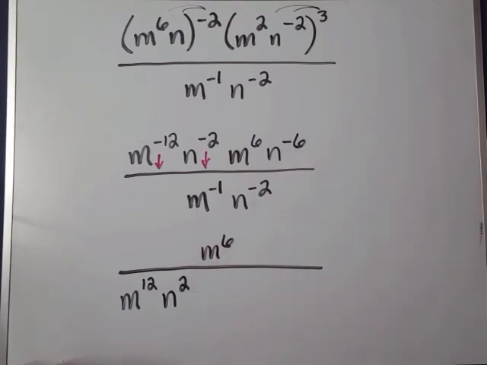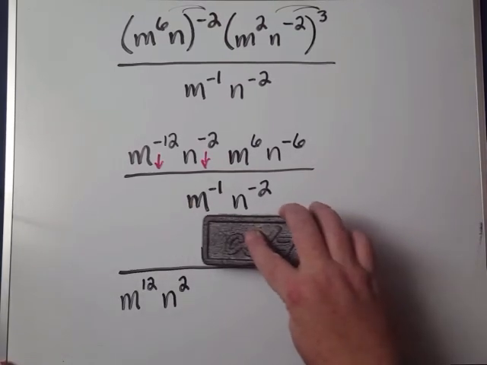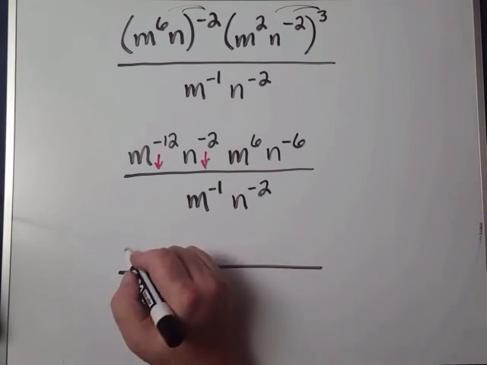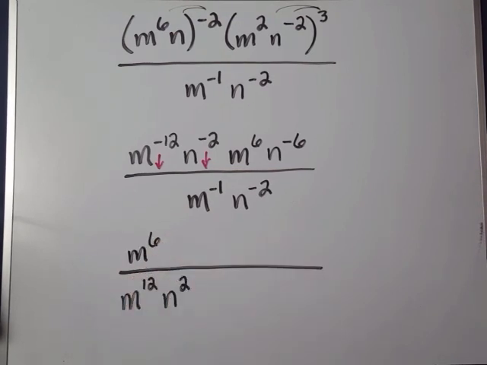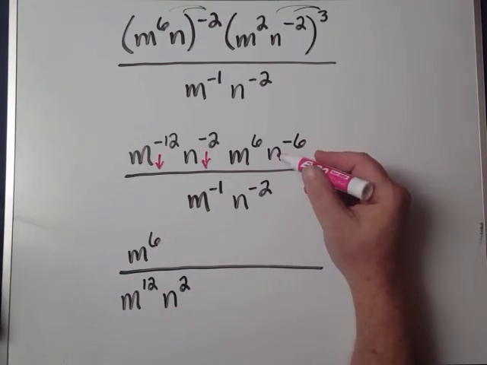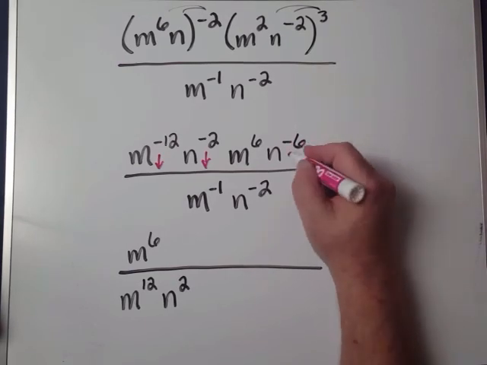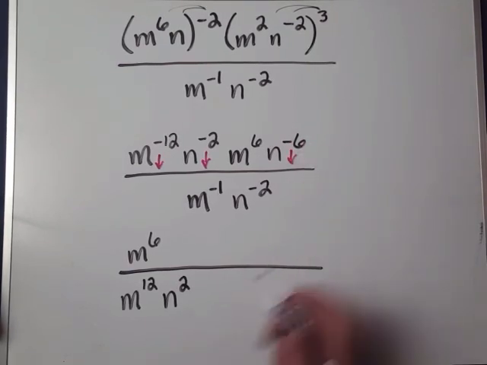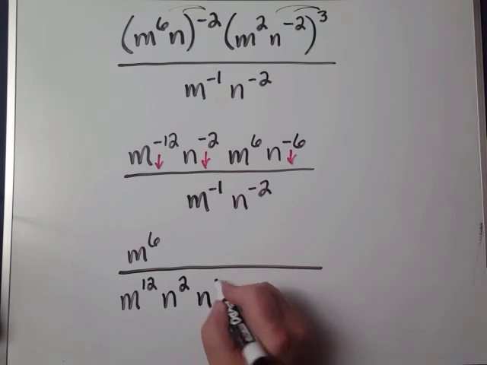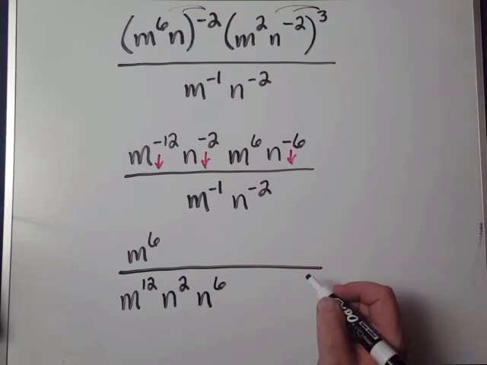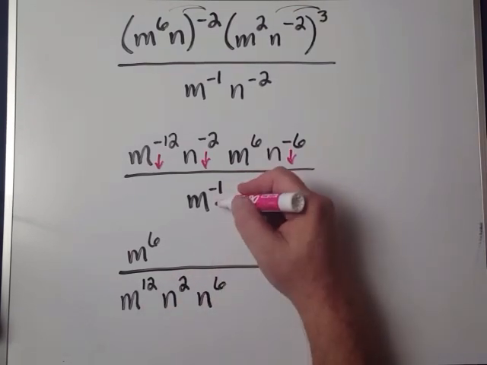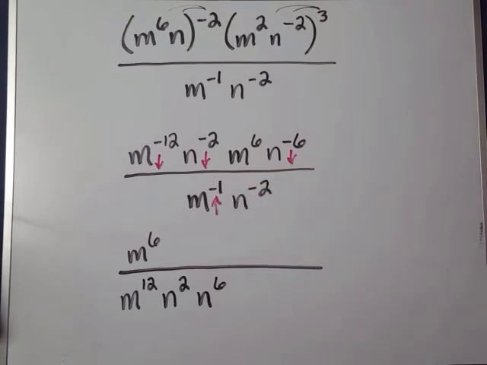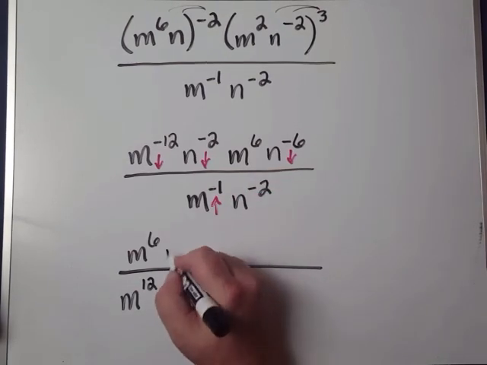N to the negative 6, let me write this over to the left. I'm not sure why I put it in the middle. N to the negative 6 in the top, drag him across. N to the positive 6 in the bottom. M to the negative 1 in the bottom. Take him to the top where he's m to the positive 1.